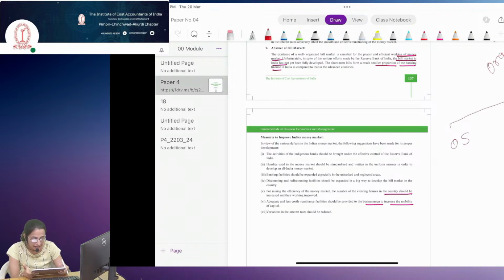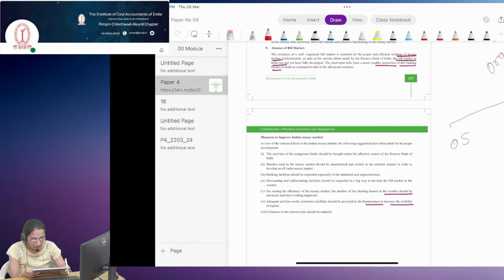For raising the efficiency of the money market, the number of clearing houses in the country should be increased and their working improved. See, proper clearing houses should be there in India, and their working should be proper, so the money market in India will grow.